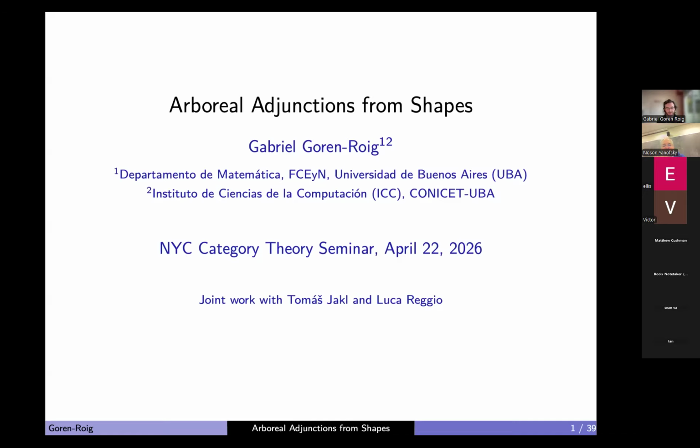Thanks also for the invitation to this very cool seminar. I will be talking about joint work with Tomáš Jakl and Luca Reggio on this topic of arboreal adjunctions and how to obtain them from shapes.